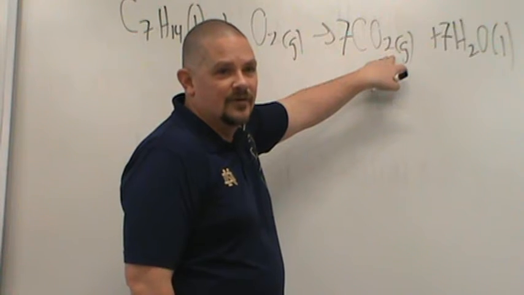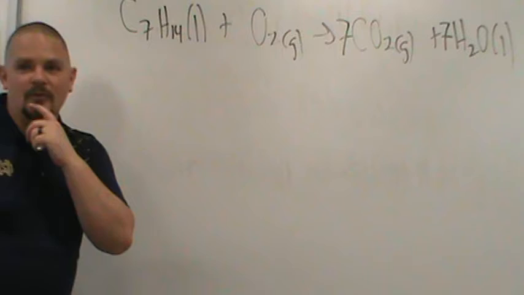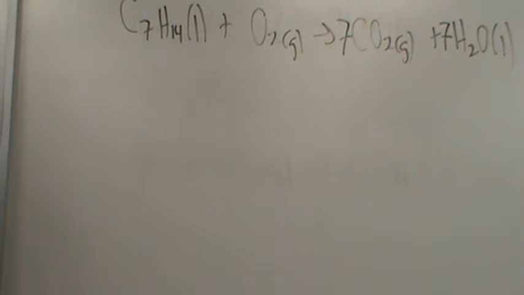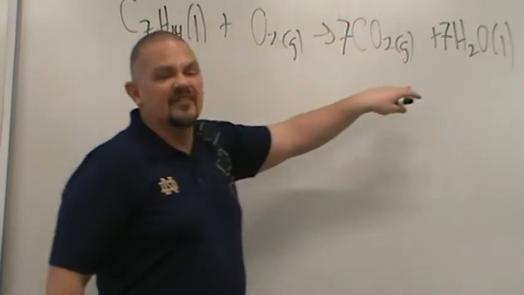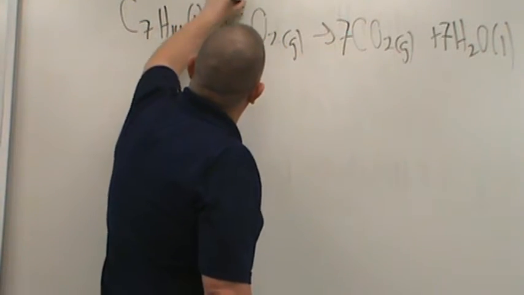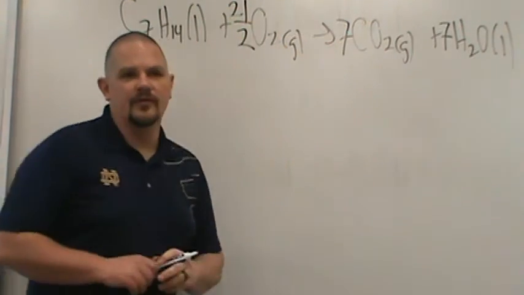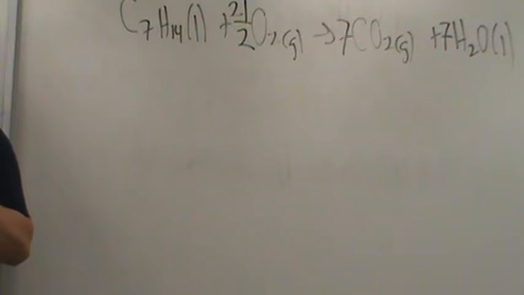Times 2, 21. 14 plus 7 more is 21. Okay, so here's that if-then statement. If we have only 2 oxygens on the left-hand side and an odd number on the right, we're going to take that odd number and put it over 2 in front of the oxygen, because that would give us 21 oxygens, right? Yeah, it would.